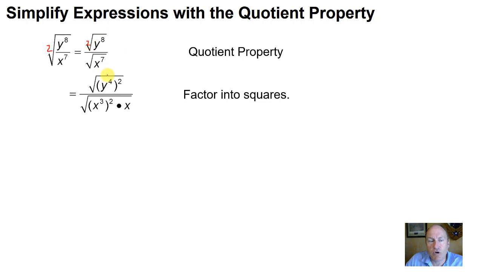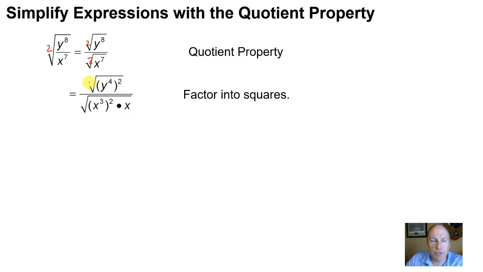8 divides into 2 4 times. So the square root of the numerator is the same as the square root of y to the 4th, all raised to the second power. If I take x to the 7th and take the second root of it, then I've got x to the 3rd raised to the second power with 1 x left over. So this is like x to the 6th times x to the 1st. So notice I'm trying to get groups of second power terms.